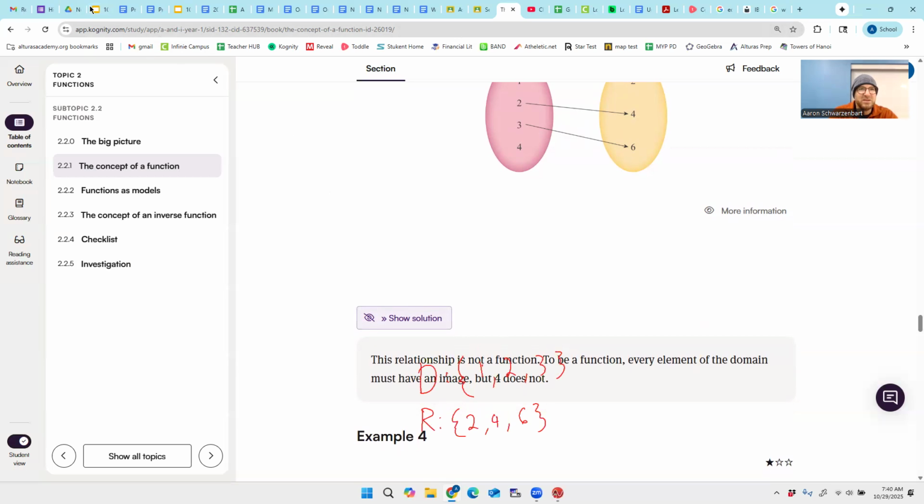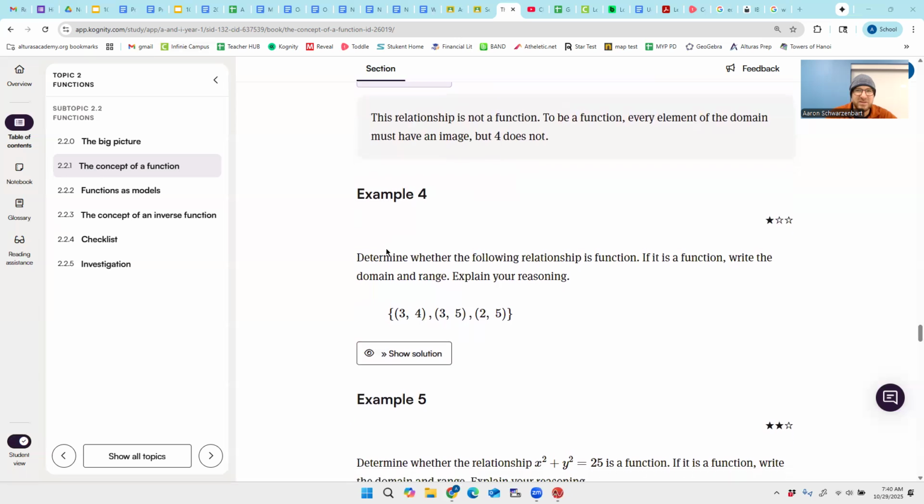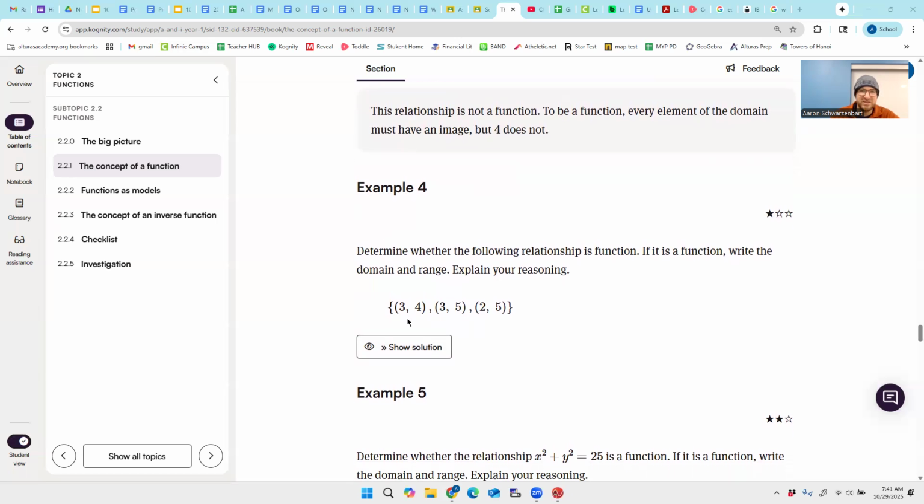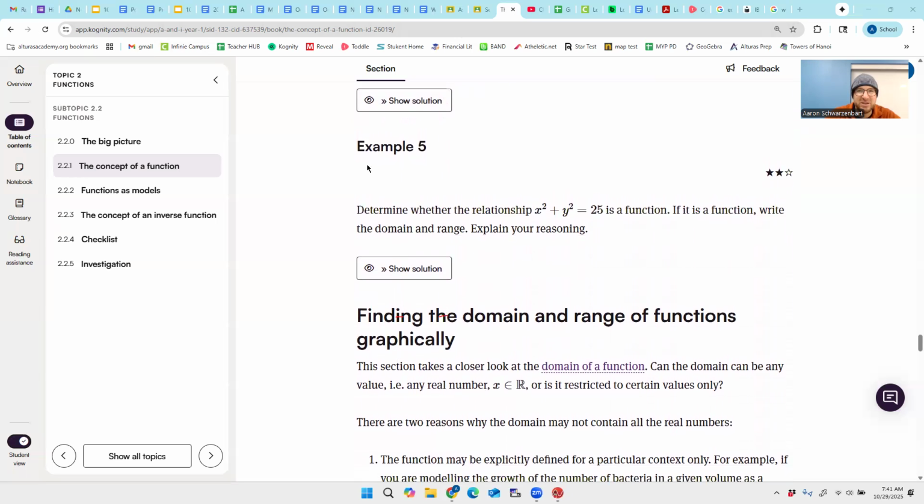No, they're saying this is not a function because 4 is supposed to be in the domain and it doesn't have an output value. Okay. I was not interpreting 4 to be in the domain. They're saying the domain has 4. Everything that's in the domain has to have an output to be a function. Is this a function? The answer is no, for example 4, because 3 goes to both 4 and 5. And then example 5, we already looked at it not being a function.